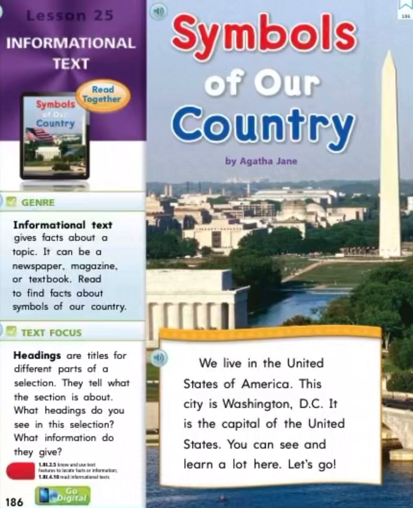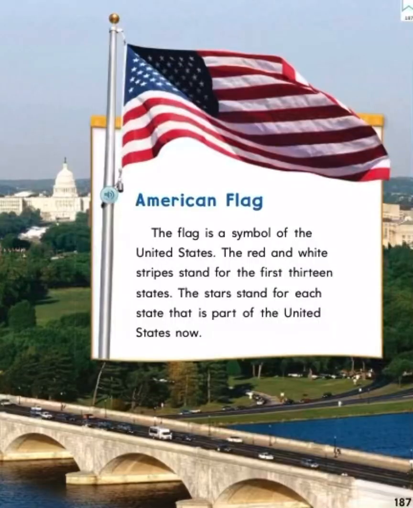Symbols of Our Country by Agatha Jane. We live in the United States of America. This city is Washington, D.C. It is the capital of the United States. You can see and learn a lot here. Let's go! American flag. The flag is a symbol of the United States. The red and white stripes stand for the first 13 states. The star stands for each state that is part of the United States now.